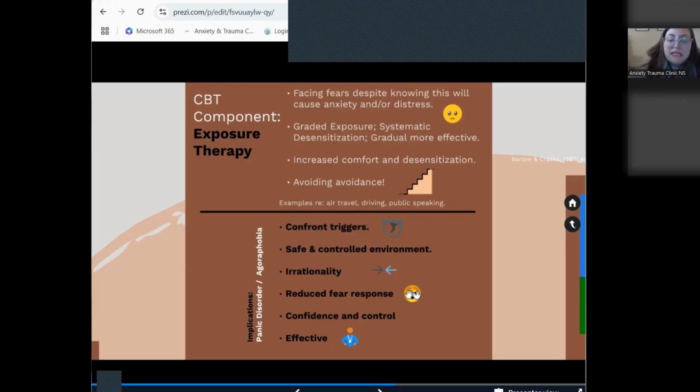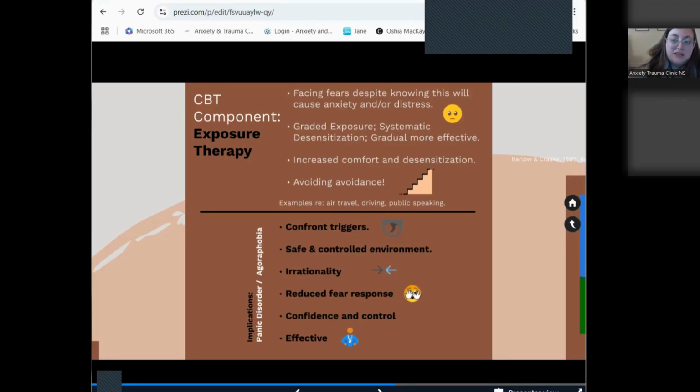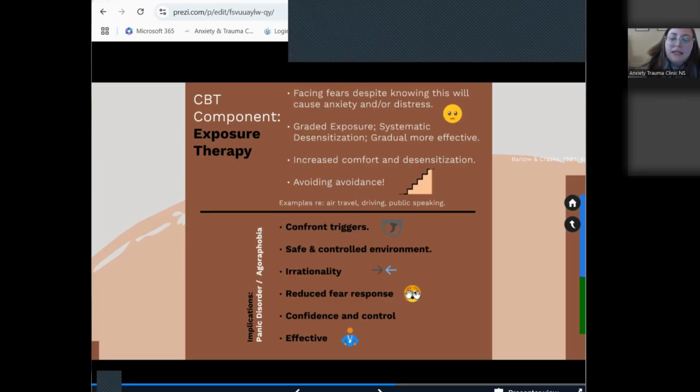So by gradually exposing someone with panic disorder to the situations and sensations that they fear and avoid, like, they're worried about their heart rate going up, they're worried about dizziness or crowded places, exposure therapy helps them learn that these sensations aren't harmful just because they're uncomfortable, right? Sometimes things hurt, but they aren't harmful. And they don't necessarily lead to a panic attack every time either. So over time, this reduces that fear response. It allows the person to regain confidence and control.